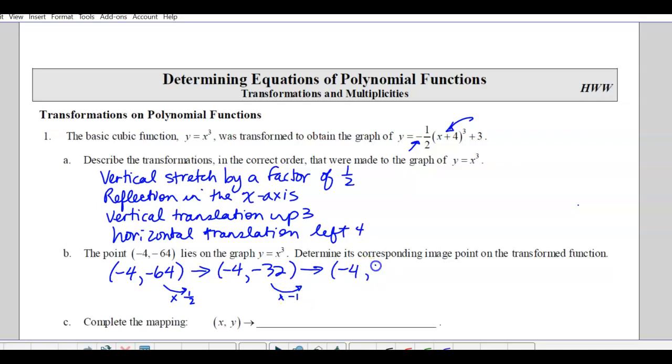Now, it does say determine, so we should show steps here. And then translations, because they're with separate coordinates, you can do them all at once. So we're going to go left 4, so that would be -8, and up 3, that would be 35. Okay, so subtract 4, subtract 4 and up 3.